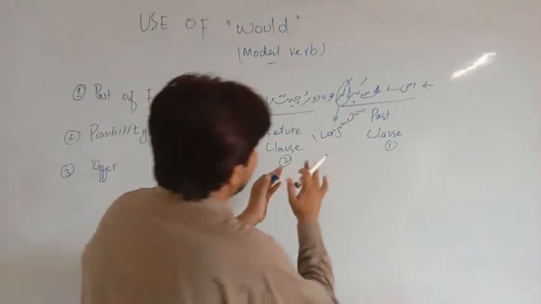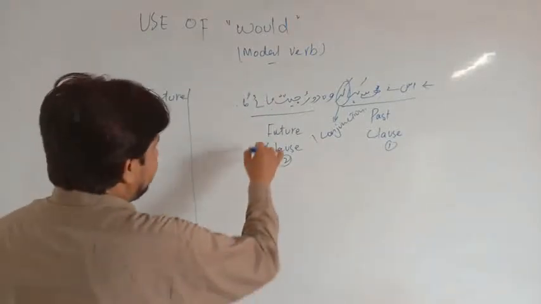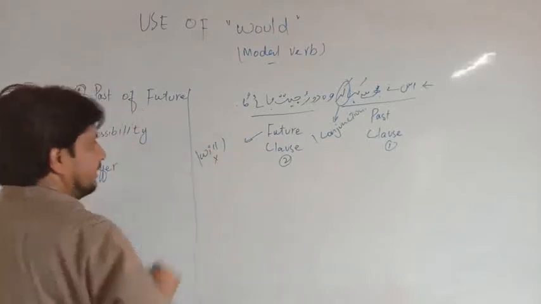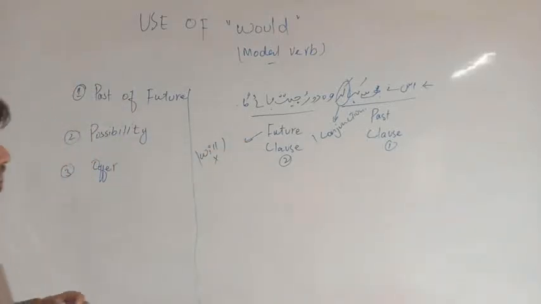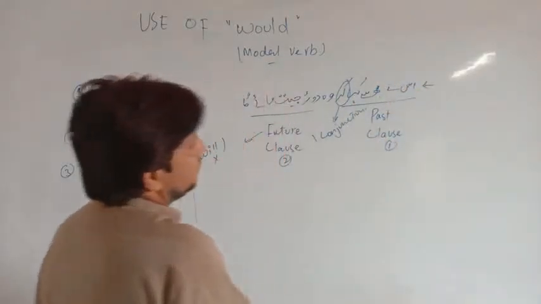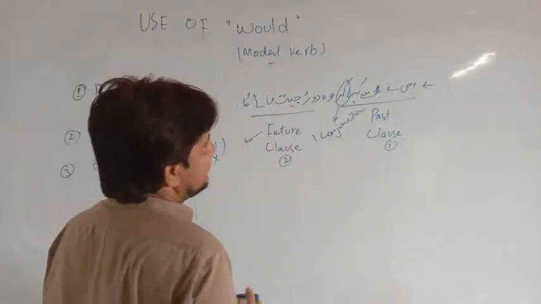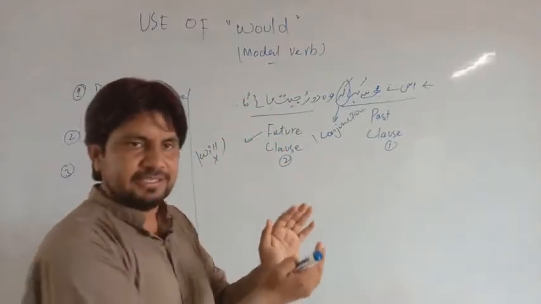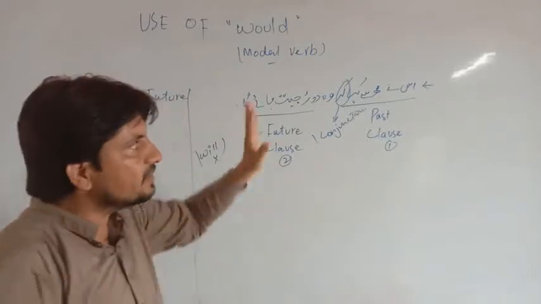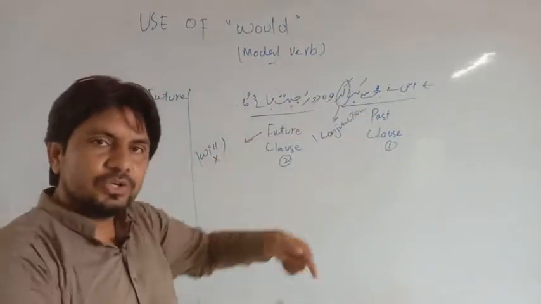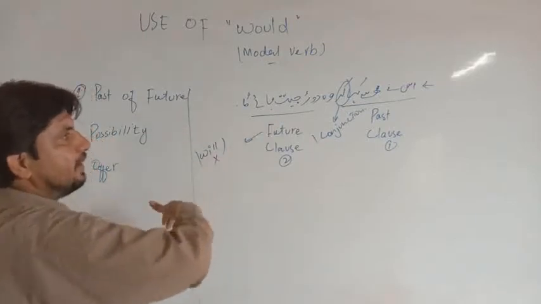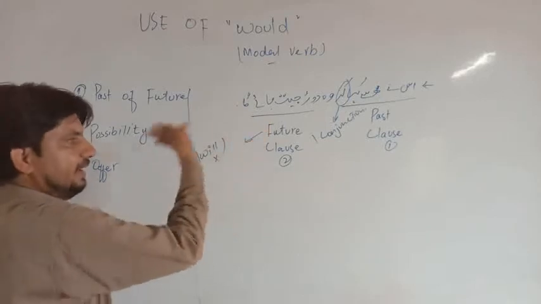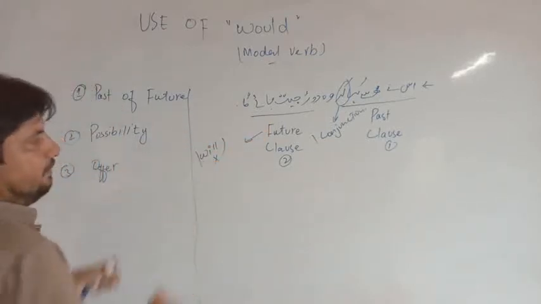How can you make this sentence? You cannot use will. It cannot be used. Why? Because the previous clause of this sentence is written in past, and when the first clause of the sentence is written in past, you cannot write the second part of the sentence with will or is or am, in present or in future, like this type of future with will.